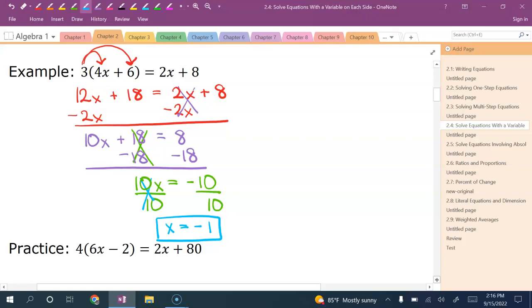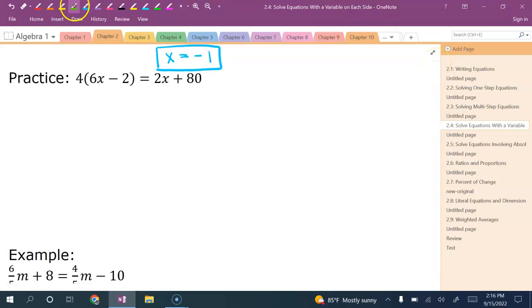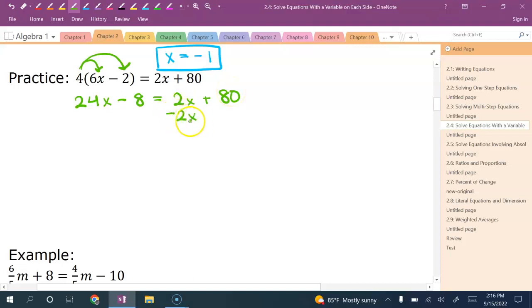Go ahead and pause the video here and try to do this practice problem on your own. So first thing we should do is distribute the 4. So it says 24x minus 8 equals 2x plus 80. Then I would have subtracted this 2x from the 24x. So that's 22x minus 8 equals, bring down that 80.